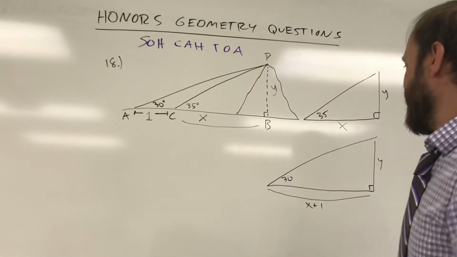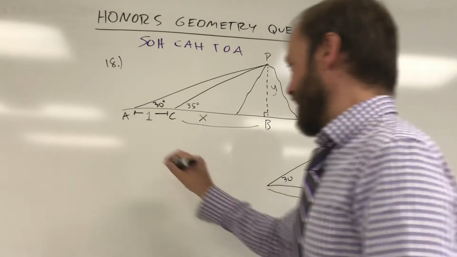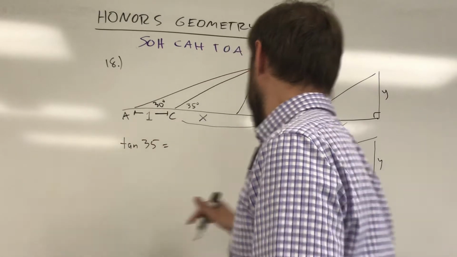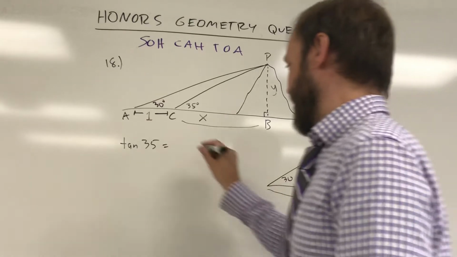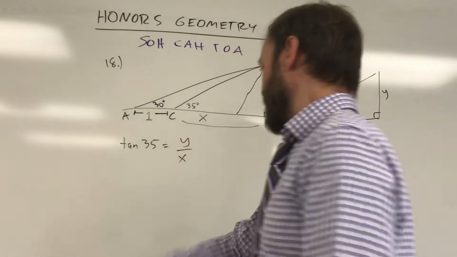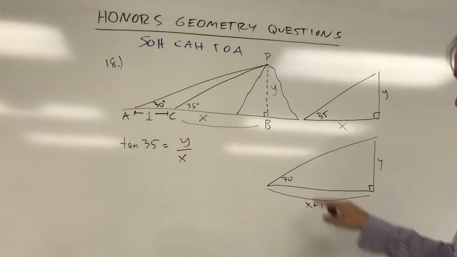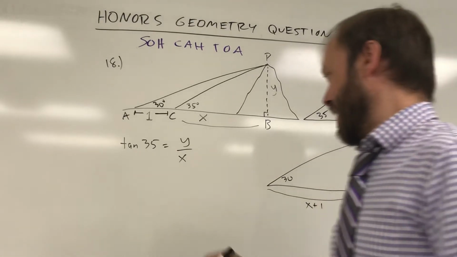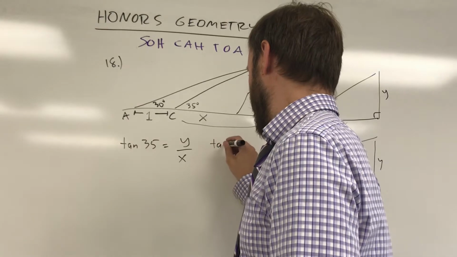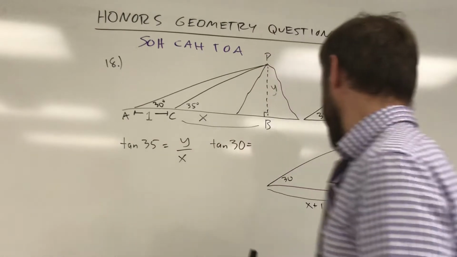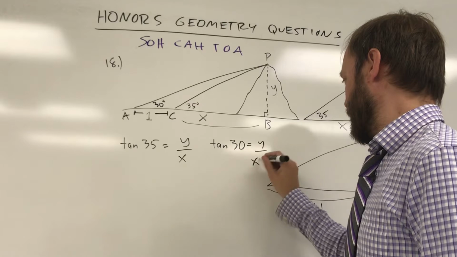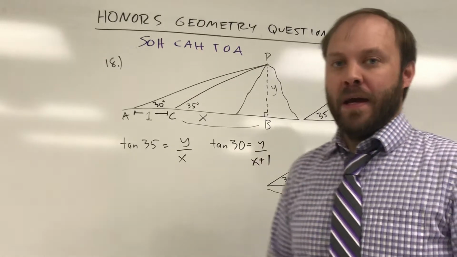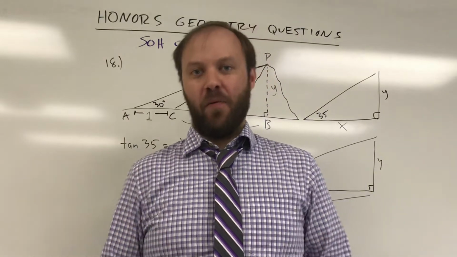So I'm going to write two equations here. I've got a tangent of 35 equation. Tangent of 35 is going to be equal to the opposite side over the adjacent side, y over x. Okay. And second of all, I've got a 30-degree angle here. I've got an opposite side and I've got an adjacent side. The tangent of 30 is going to be equal to y over x plus 1, right? Opposite over adjacent.